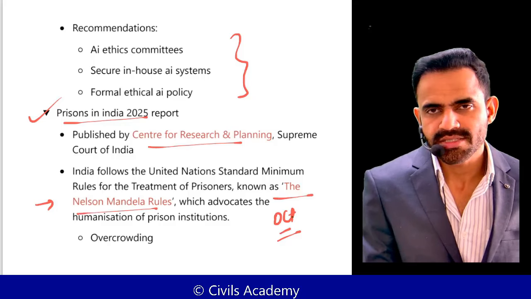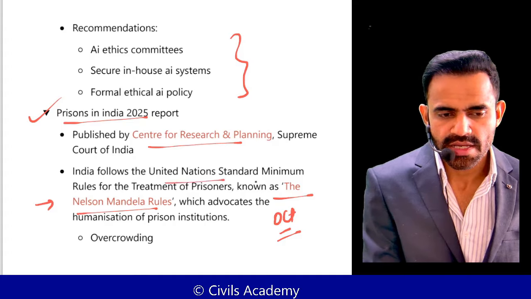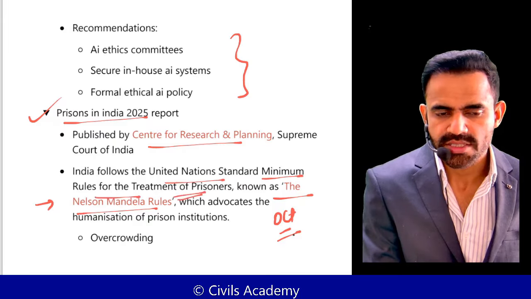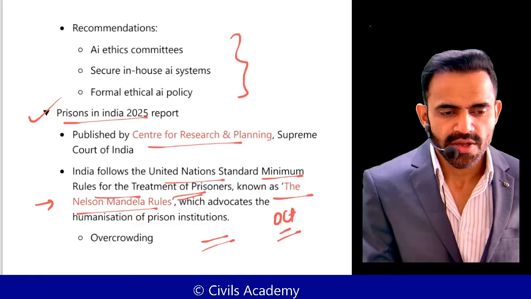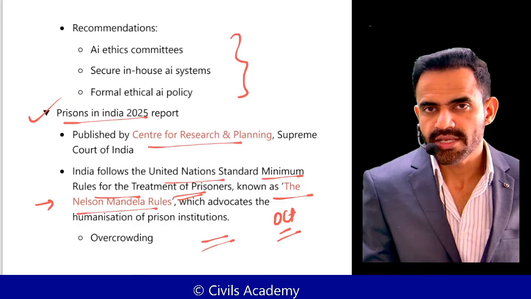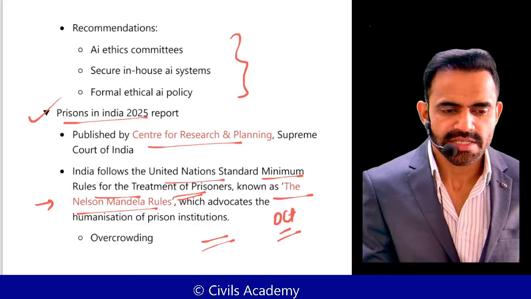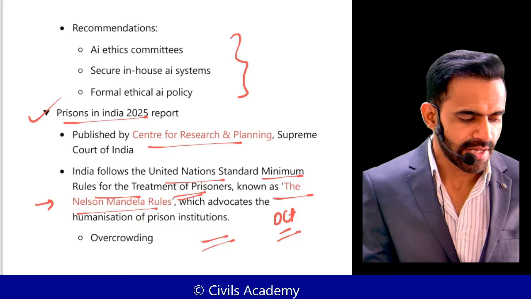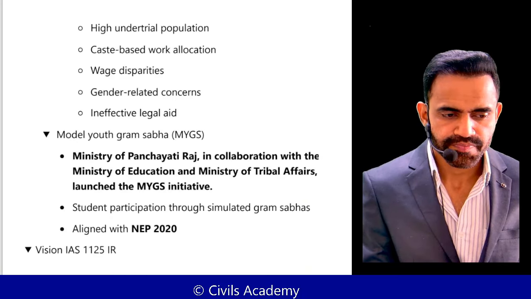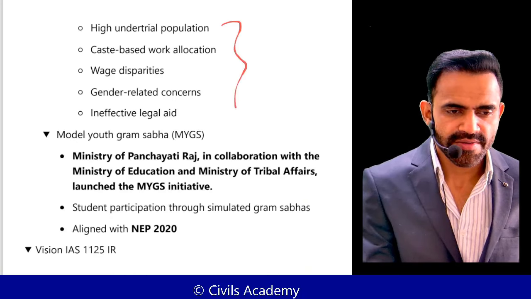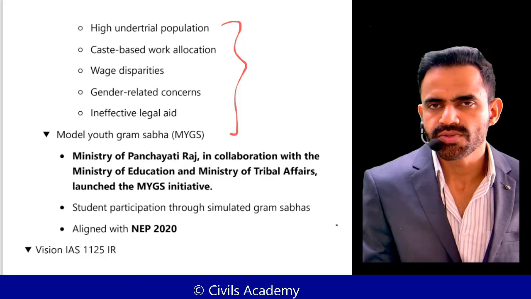What are the Nelson Mandela Rules? These are the United Nations Standard Minimum Rules for the Treatment of Prisoners. In a very simple sense, we are going to treat prisoners like human beings. They are not animals. They should be treated like human beings. That is it. Just remember the Nelson Mandela Rules. The rest of everything is already there. We have already covered these issues last month.